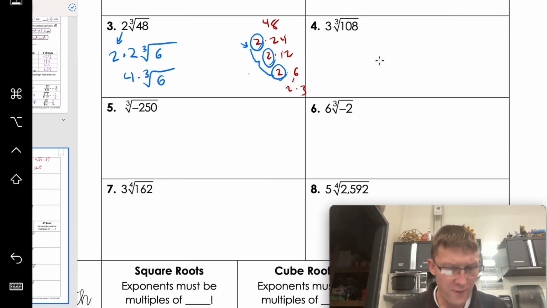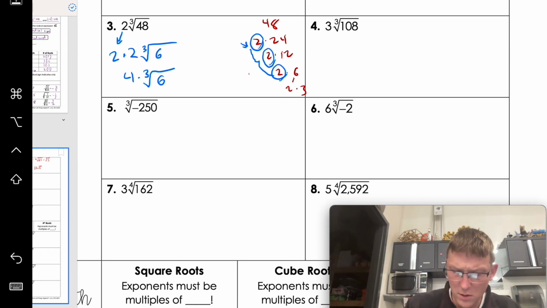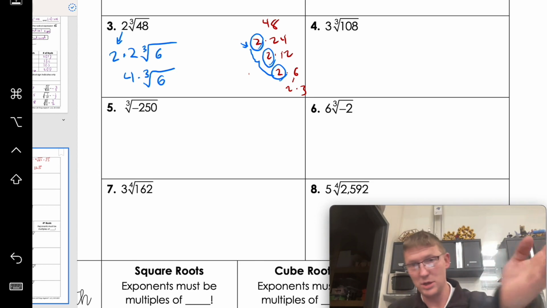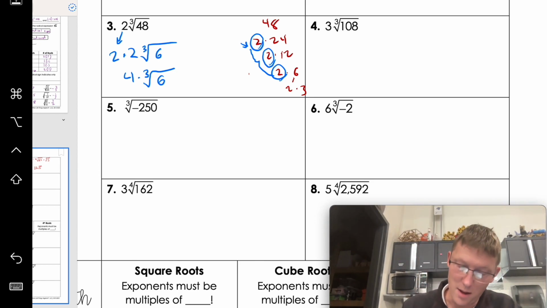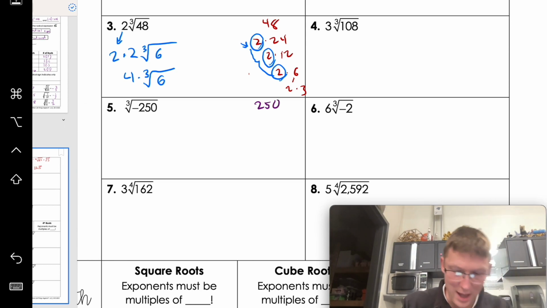Okay, we're looking at number 5. We've got a negative sign underneath the radical, but this is a cube root, so that negative sign is just going to stay as a negative, so not a big deal. And we need to find a perfect cube that comes out of 250. I don't know what that is unless I cheat and look at the solution manual. So the way I would figure that out is do my little multiple game.